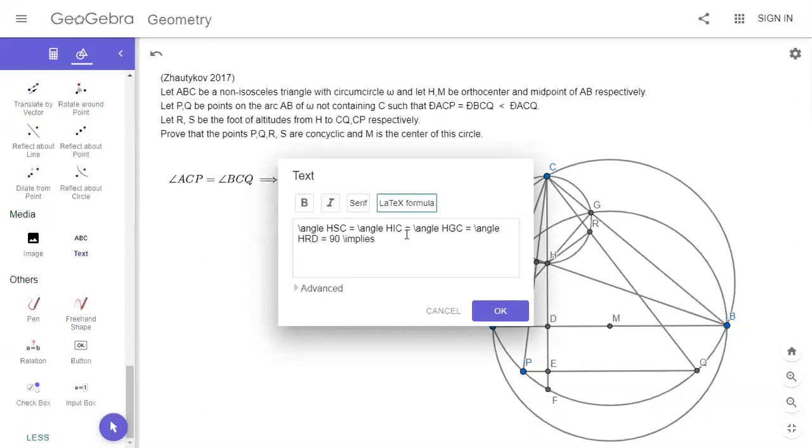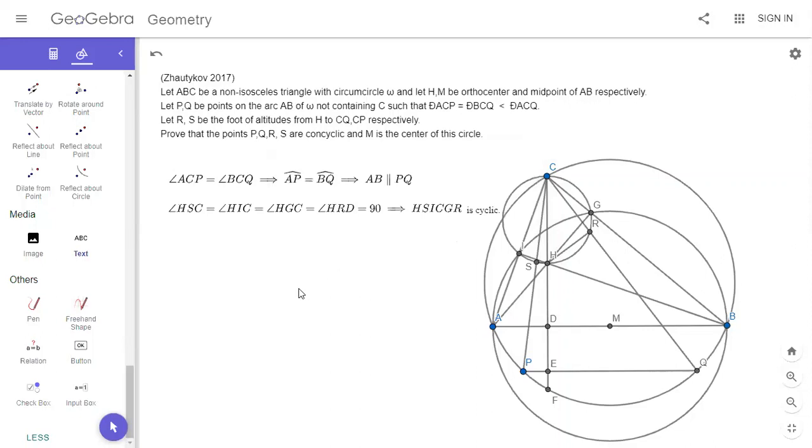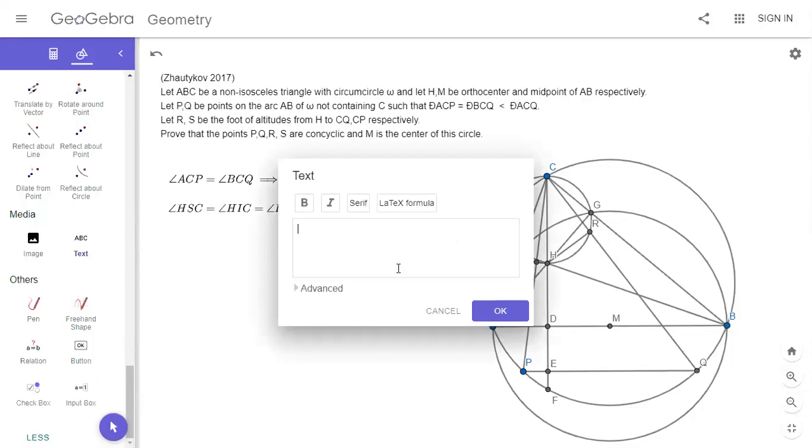That means HSI, CGR is cyclic. And AIB is equal to angle AGB is equal to 90. So that means AIGB is cyclic with center M.